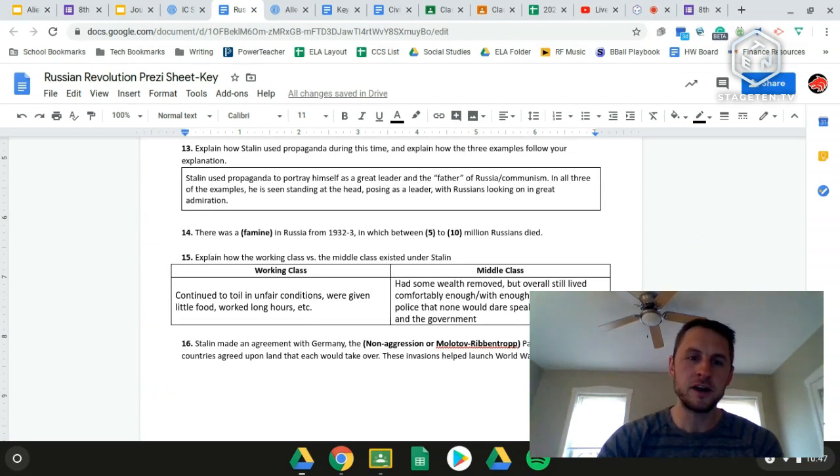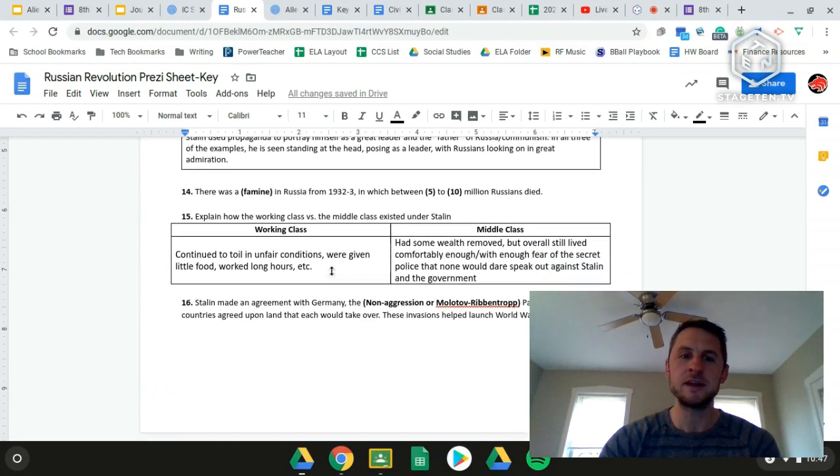So now we're here on number 14. There was a famine in Russia from 1932 to 33, where anywhere from 5 to 10 million Russians died. Number 15 asked you to explain the working class versus the middle class under Stalin.